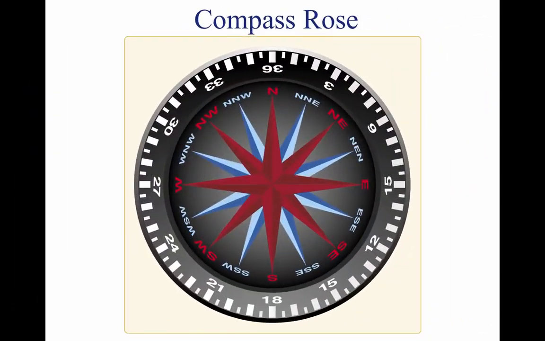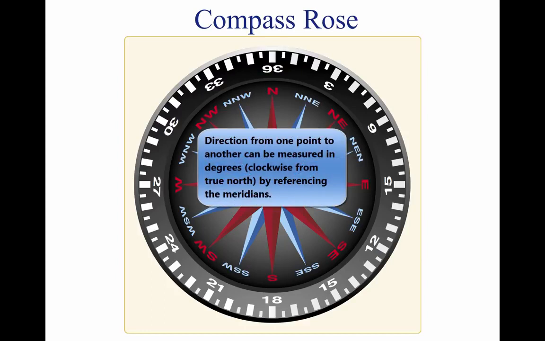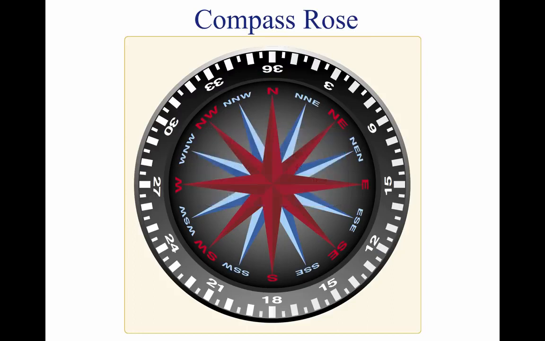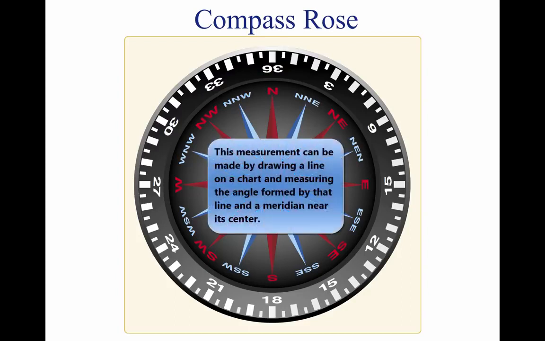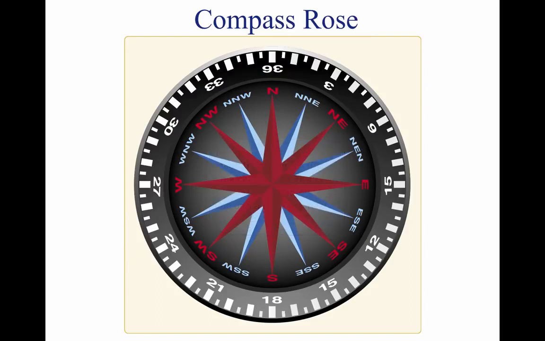Measurement of direction. By using the meridians, direction from one point to another can be measured in degrees in a clockwise direction from true north. To indicate a course to be followed in flight, draw a line on the chart from the point of departure to the destination and measure the angle which this line forms with a meridian. Direction is expressed in degrees as shown by the compass rose.